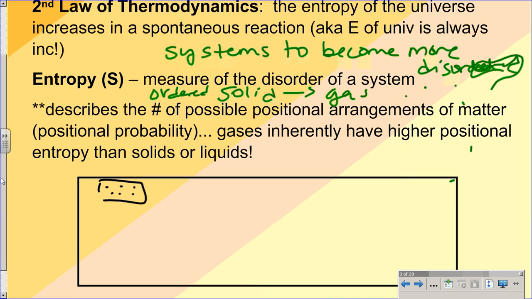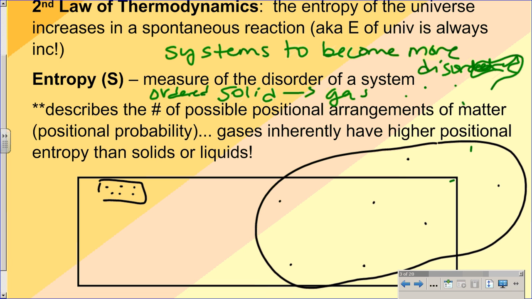But a gas has more positional entropy because they inherently are able to be here, or here, or here, or here. And so those, whatever, 8 gas molecules I drew, they can all switch places like 16 times. Something like that. That's statistics. Probability. But inherently, gases have more volume. Therefore, they have more places they could be. So they have more entropy overall. More disorder overall due to the positional entropy.